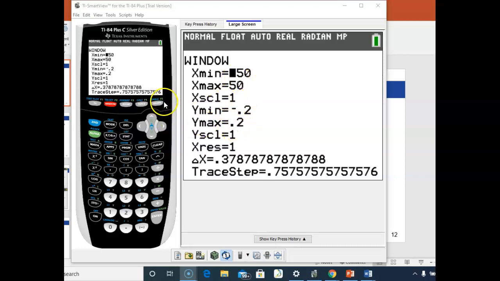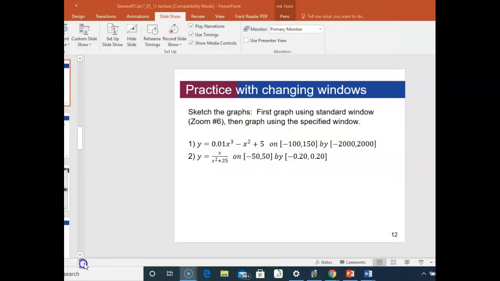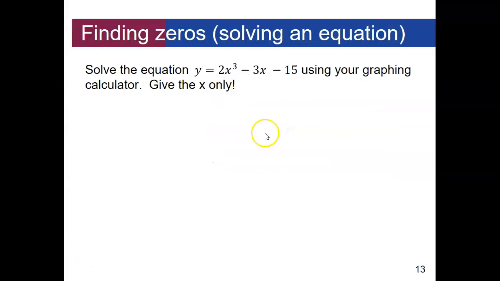So once we have those changed and we look at the graph, you can see that this graph shows a characteristic of the graph that we were totally missing before. We had to zoom in on the x-axis here in order to be able to see that better, and we can see a lot of characteristics. We have a minimum, we have a maximum, and so forth that we didn't see before when it was zoomed out so much. So now that we know how to adjust our window, we want to move on to finding the zeros, which is the same thing as solving an equation.